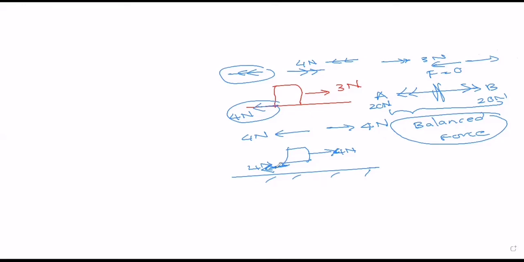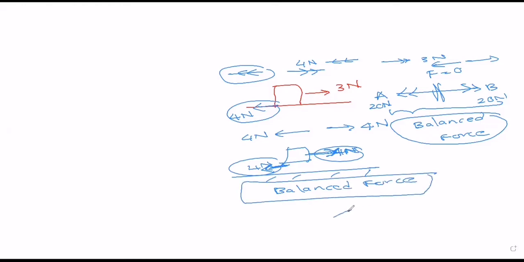So we are having 4 Newton and we are pulling the object in the opposite direction by giving 4 Newton. So the directions of the forces are opposite, right? And the magnitude is also equal, right? So now these are called balanced forces. So when you have balanced force, children, the object will not move. Okay. Now let's take another one.